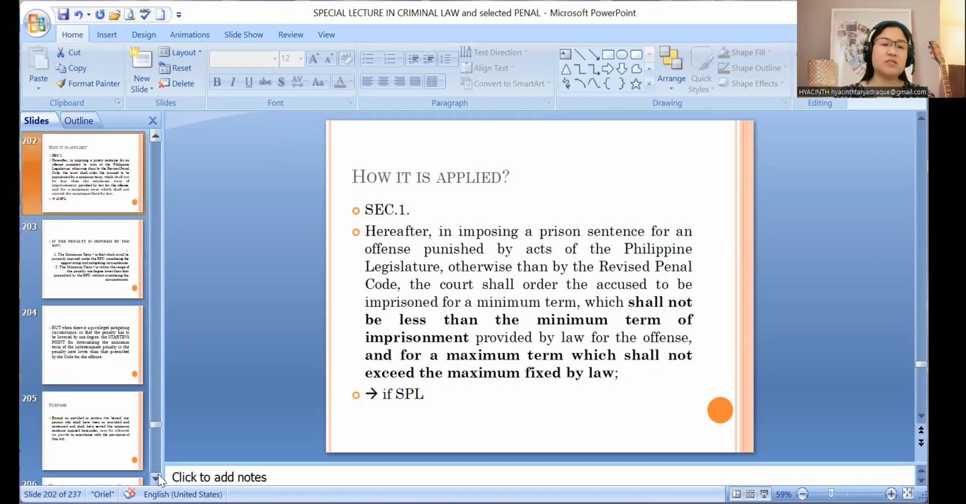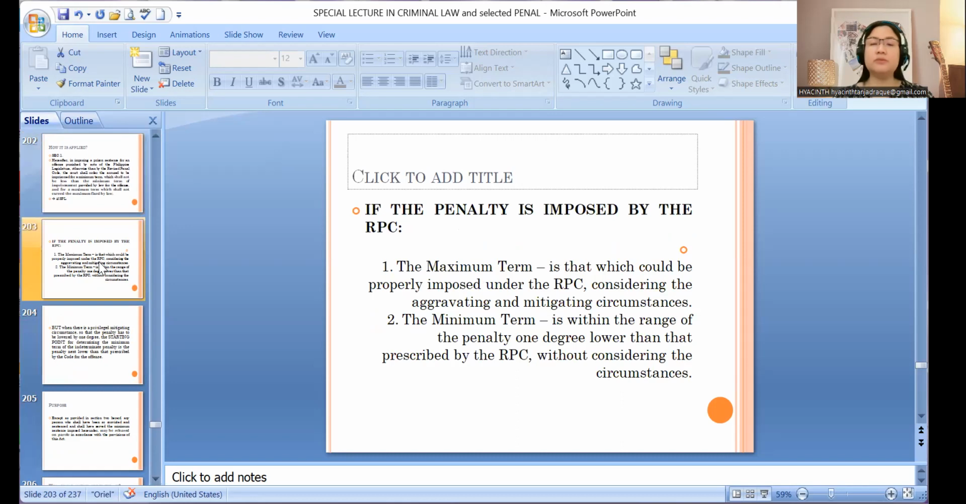Now, if the same is imposed by the Revised Penal Code, the maximum term of the penalty to be imposed upon the convict is that which could be properly imposed under the Revised Penal Code, considering the aggravating and mitigating circumstances, while the minimum term is within the range of the penalty one degree lower than that prescribed by the RPC without considering the attending circumstances.